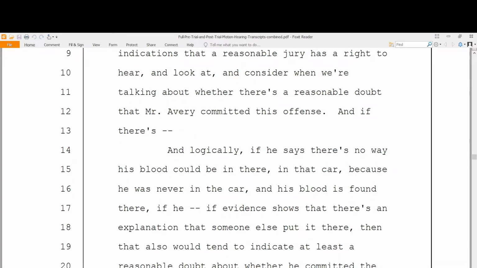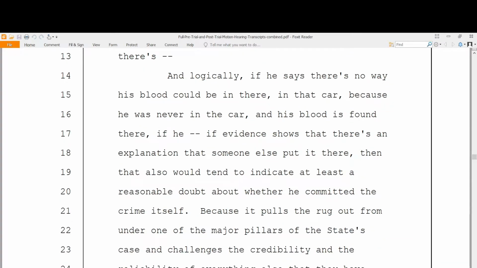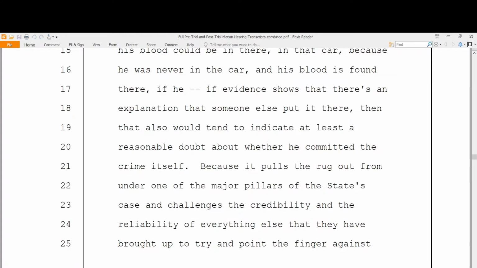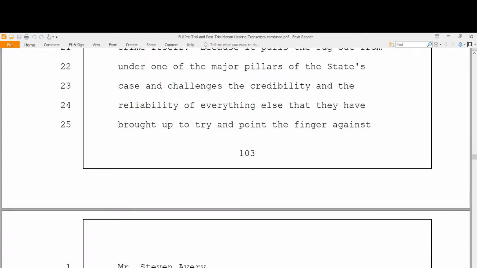And logically, if he says there's no way his blood could be in that car because he was never in that car, and his blood is found there, if evidence shows that there's an explanation that someone else put it there, then that would also tend to indicate at least a reasonable doubt about whether he committed the crime itself, because it pulls the rug out from underneath one of the major pillars of the state's case and challenges the credibility and the reliability of everything else that they have brought up, and to try and point the finger against Mr. Stephen Avery.